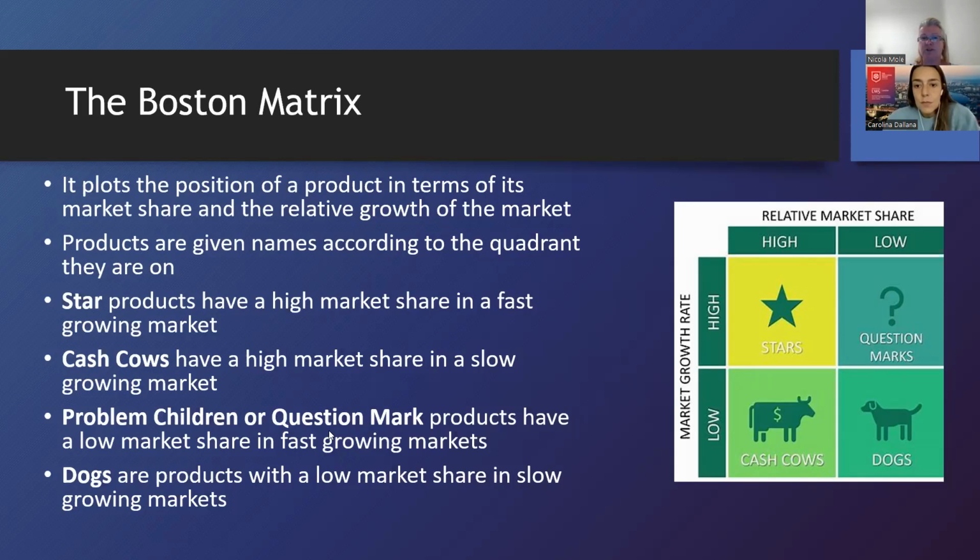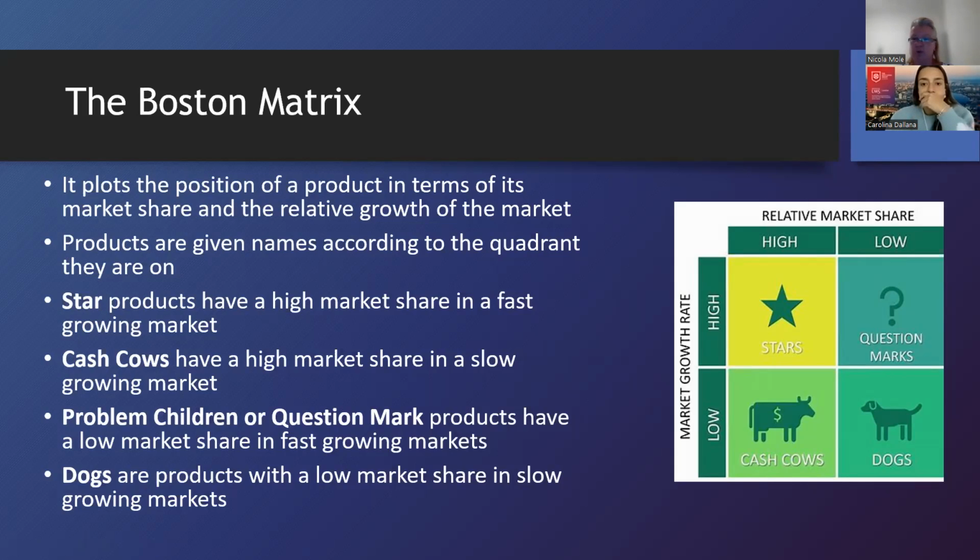Problem children or question mark products have a low market share and fast-growing products. So if you want to consider some of the possible products in those areas, a cash cow, your Coke, all right, Coca-Cola, it's always going to be sold. It will bring you a lot of money. If you're into Apple products, your MacBook, Apple keeps selling it because it's a very popular product.